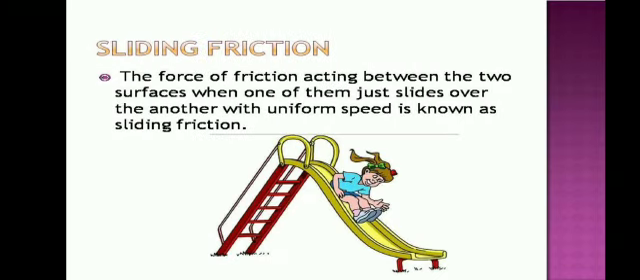Sliding friction. The force of friction acting between the two surfaces when one of them just slides over the other with uniform speed is known as sliding friction. See, here one object is the slide surface, another object is the girl. So, when one object slides over another object, sliding friction comes into play.